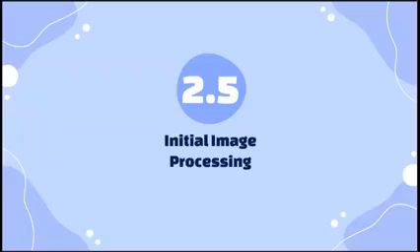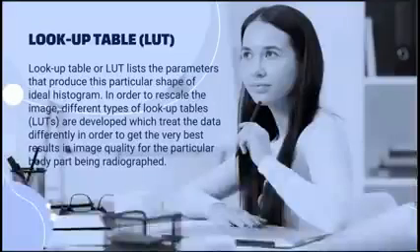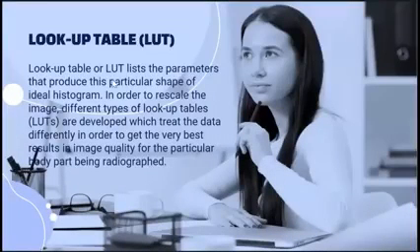Okay, so now we go with the initial image processing. So from the technicalities within how the X-ray is converted into an electrical signal, now we go on how to, what do you call this, increase or decrease the brightness of the final image. Okay, and then now we have this lookup table. Okay, this lookup table or LUT lists the parameters that produce this particular shape of the ideal histogram.